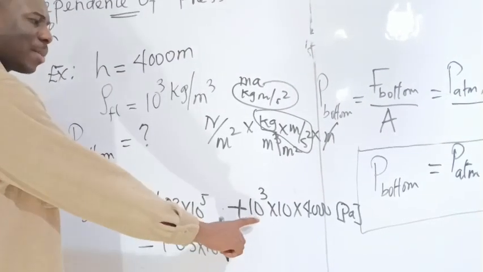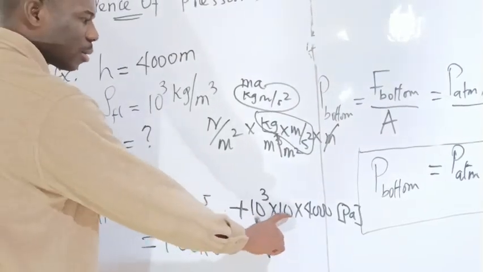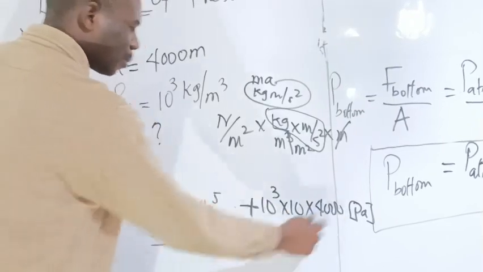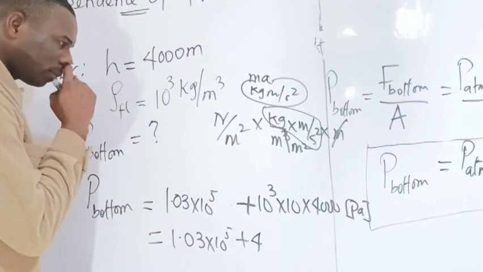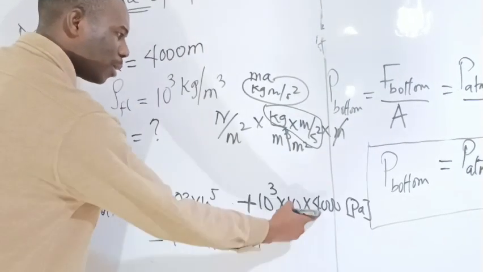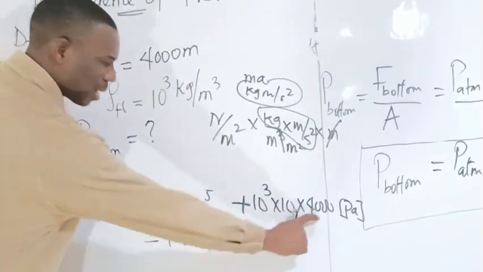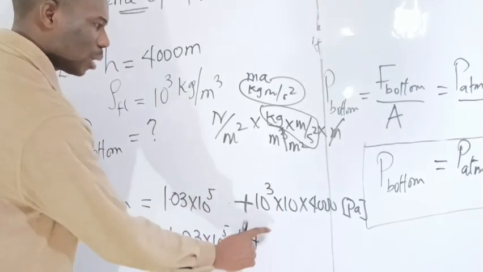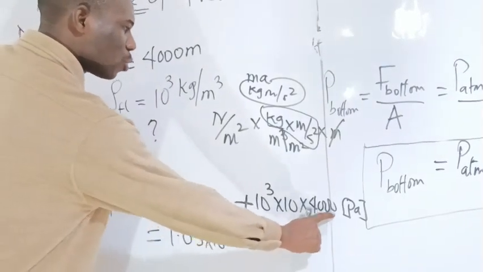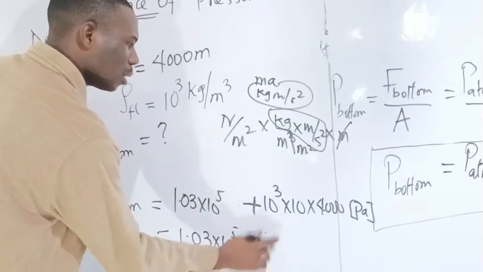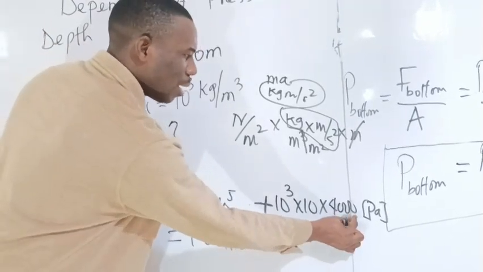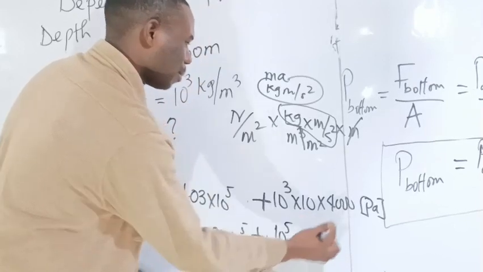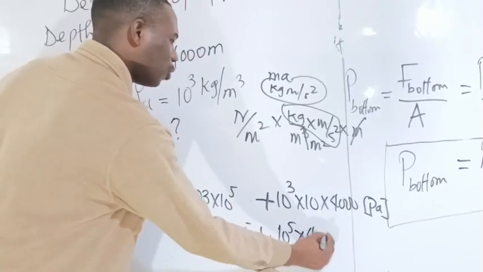Now, to get the job done, I have 1.03 times 10 raised to the power 5 plus. Now, how many powers of 10? How many zeros do I have? 1, 2, 3, 4, 5, 6, 7. So I have 4. Let me make these powers the same, 5 on both sides. If I delete 2 zeros, this becomes 10 raised to the power 5, so I'm left with 40 times 10, which is the same as 400.